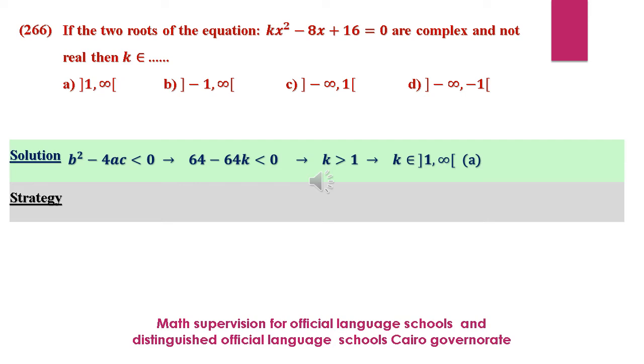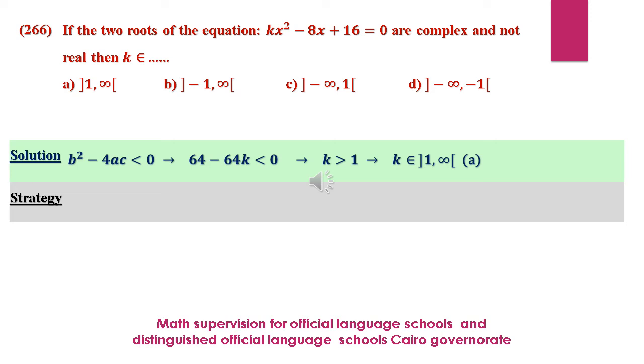If the two roots of the equation kx^2 - 8x + 16 = 0 are complex and not real, then k belongs to what? The two roots here are complex, which means the discriminant b^2 - 4ac is less than 0. Therefore, (-8)^2, which is 64, minus 4 times k times 16 is less than 0. In other words, 64 - 64k is less than 0. So negative 64k will be less than negative 64. By dividing by negative 64, we get that k is greater than 1.